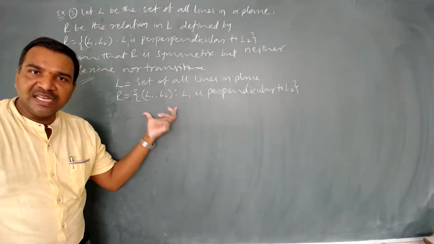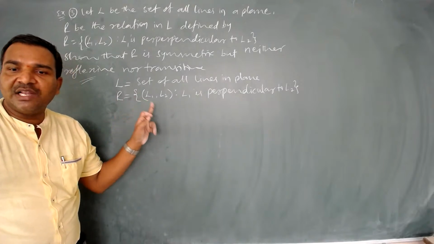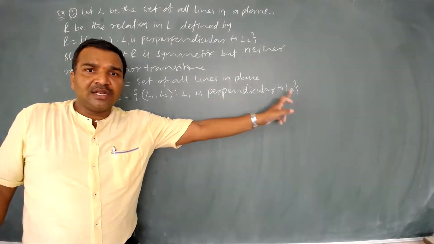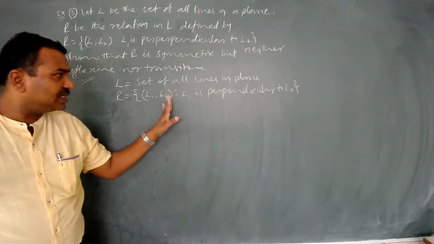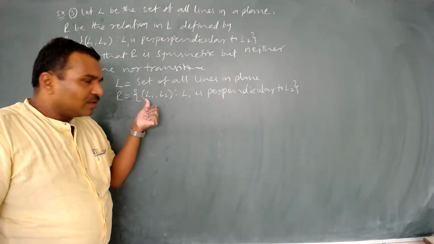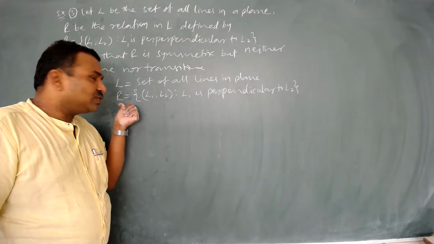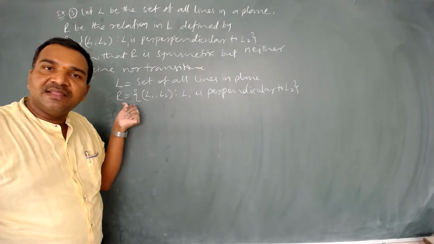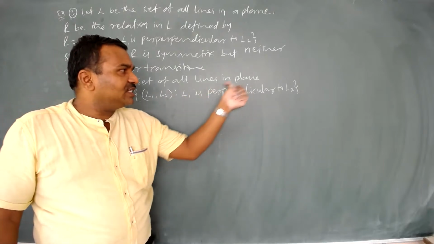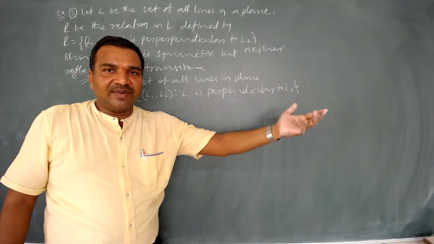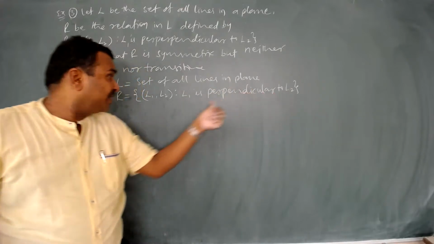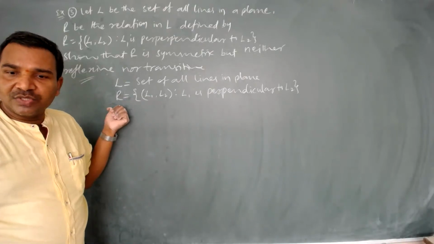First, try to understand the relation. Here, what is the element? (L1, L2) is the element. What is the condition? L1 perpendicular to L2. This is condition. This is element. Correct? Now, what is the meaning? (L1, L2) belongs to R means element is there in the relation. Then it satisfies the condition, that is, L1 is perpendicular to L2. In other words, reverse case: if L1 is perpendicular to L2, then we can say (L1, L2) belongs to R.